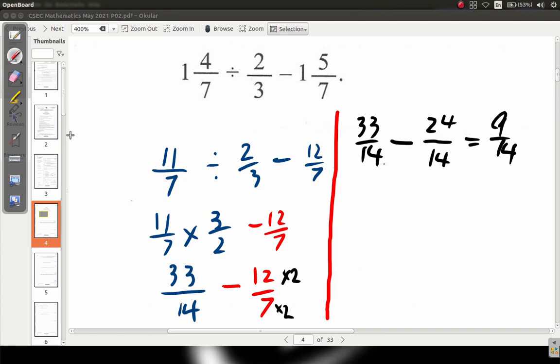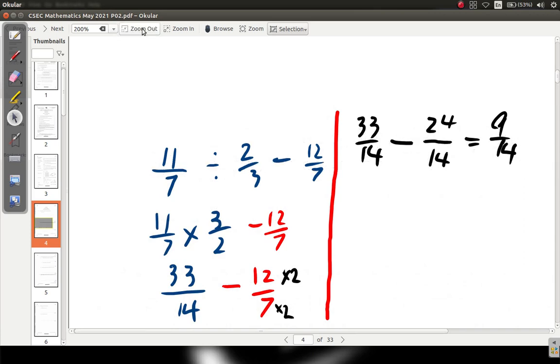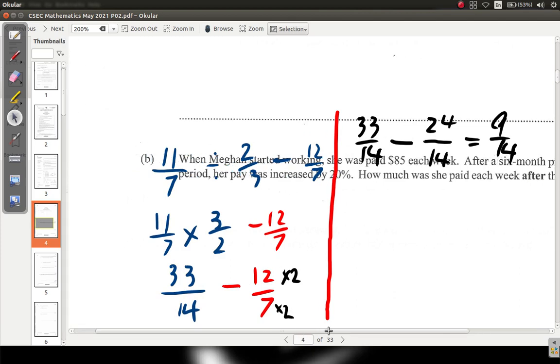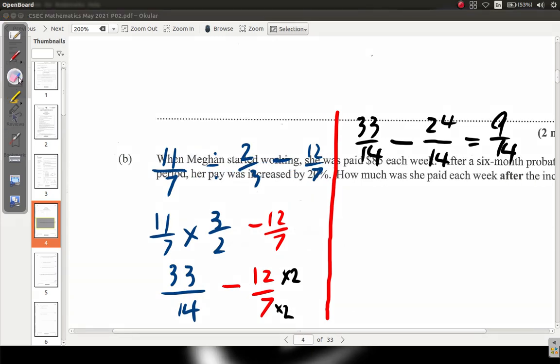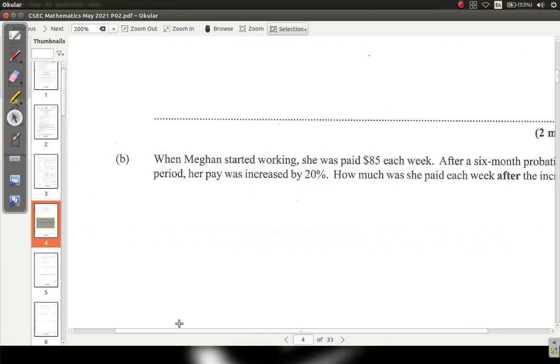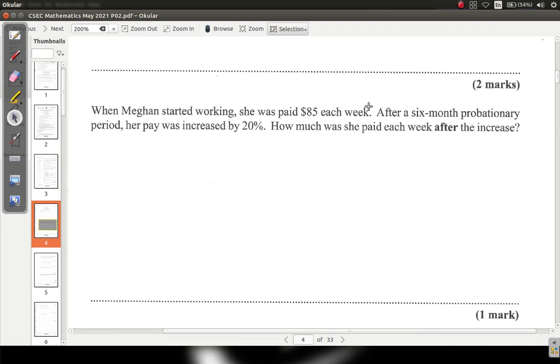Now, see the next question. Alright, so I have to zoom out with this one. Now, I have to rub out what we have here so you see the question clearly. Right? It said, when Megan started working, she was paid $85 each week. You see that? $85 a week.